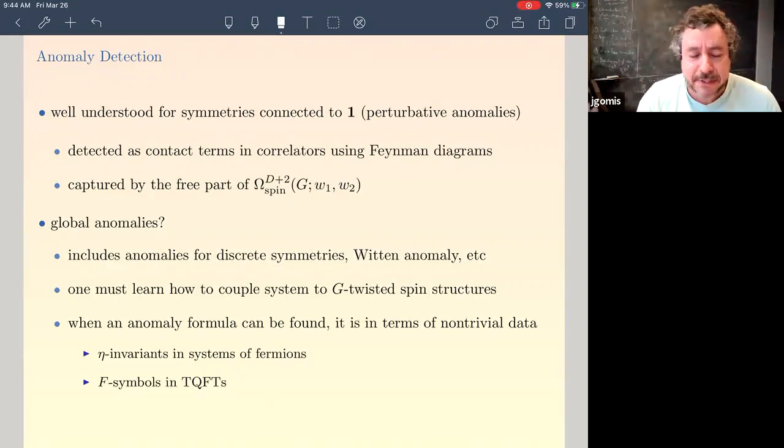So in principle, there is an abstract definition of how you would detect them. You couple your theory to a G-twisted spin structure, and then you check how the partition function changes under that. But this is extremely difficult to do. In general, for example, we do not know how to couple a spin QFT to an unoriented manifold. So you don't even know really how to get off the ground and proceed with the analysis. And even when you can proceed with the analysis and an anomaly can be found, it is in terms of rather complicated data like the eta invariant in systems of fermions, or in terms of F symbols and non-trivial data of a TQFT. So the message is that in general, it's even hard to set up the problem of how you would compute from first principles the global anomaly in a system. And when you can, it's written in terms of rather esoteric mathematical objects like the eta invariant.